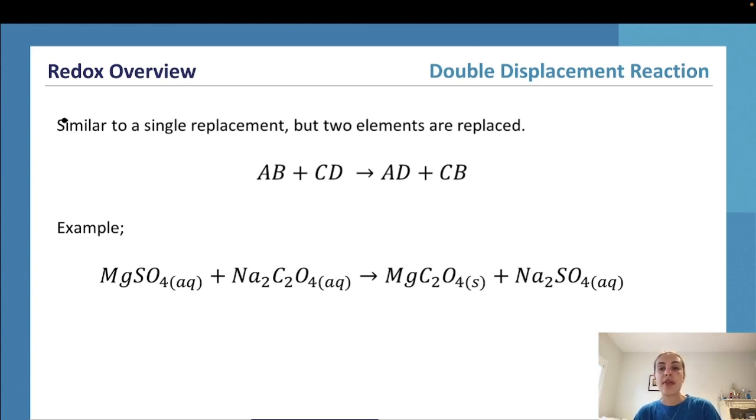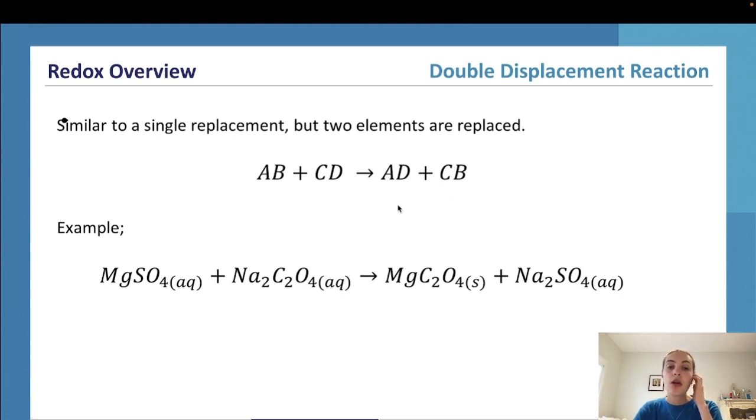So next we're going to look at the double displacement reactions. Double displacement reactions are very similar to a single displacement reaction. However, instead of only one element being replaced, we've got two elements being replaced. So we've got AB plus CD makes AD plus CB. So we can see that there's this double switch over between these existing compounds.